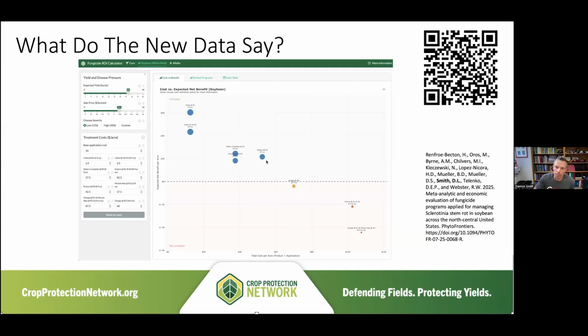Again, the Endura at R3 continues to be kind of our go-to fungicide product here. You can see Delaro Complete and Miravis Neo also right in that mix there. Your eyes probably already drifted over here to Cobra. So we are seeing improved return on investment with Cobra here.